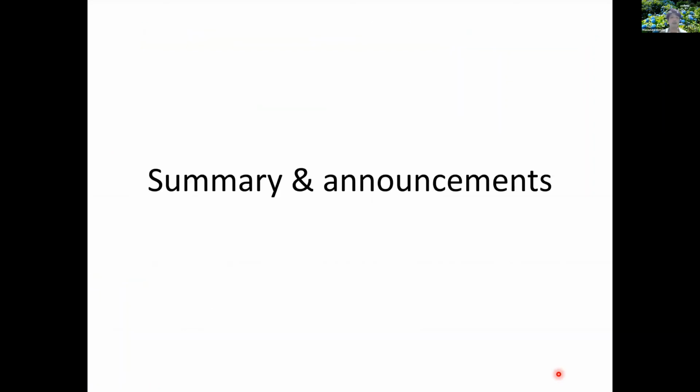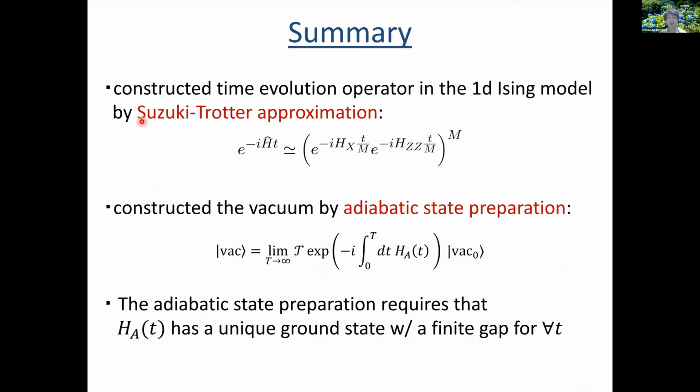Let me summarize. Here, I have considered the one-dimensional transverse Ising model. And we constructed the time evolution operator in the Ising model by using the Suzuki-Trotter approximation. Next, we constructed the vacuum of the Ising model by using adiabatic state preparation described by this time evolution. Finally, to use the algorithm, we require that the adiabatic Hamiltonian HAT has a unique ground state with a finite energy gap for any t.